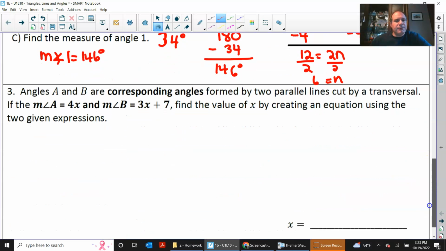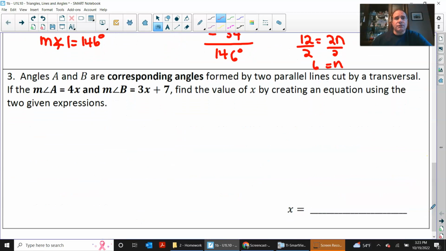All right, so number 3, just a word problem. Angles A and B are corresponding angles. Remember, corresponding angles are congruent to each other, formed by two parallel lines cut by a transversal. The measure of angle A equals 4x, and the measure of angle B equals 3x plus 7. Find the value of x by creating an equation using the two given expressions. Since we know they are corresponding angles, they are congruent.